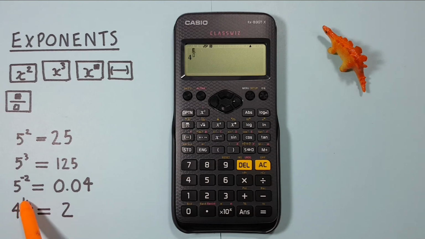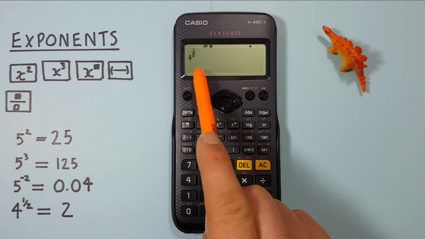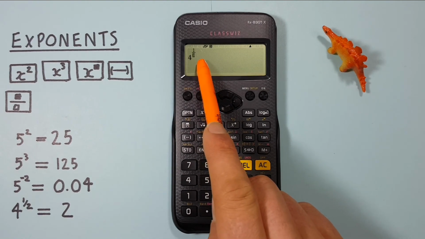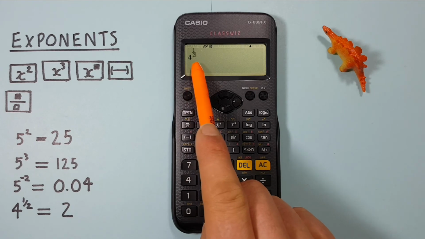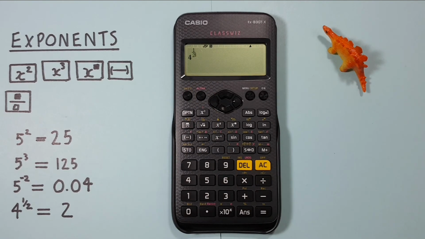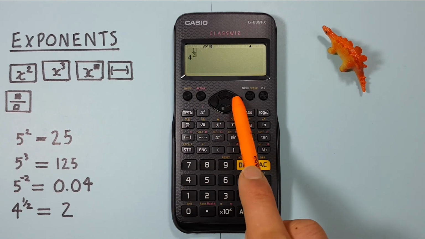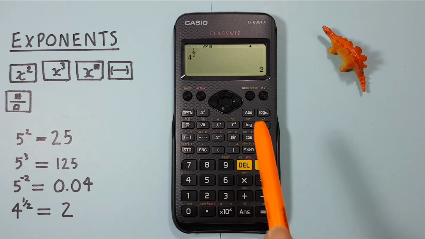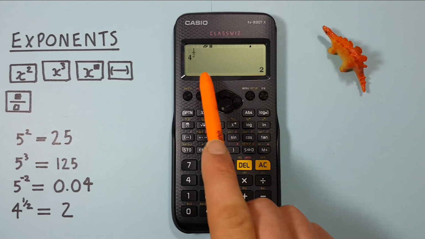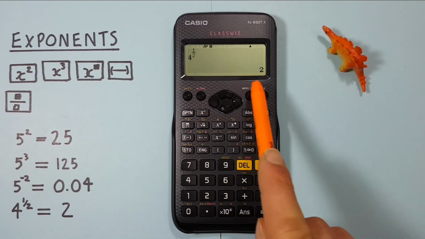Well, our top number is 1, so we press 1, and then we press the down arrow to go into the lower box. The lower box is 2. There we go. There's our 1 over 2, or 1/2. And then we want to press the right arrow key again to come out of that exponent and press equals, and see that we get a result of 4 to the power of 1 over 2 is equal to 2.